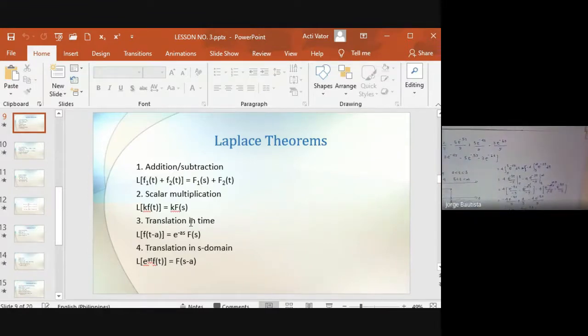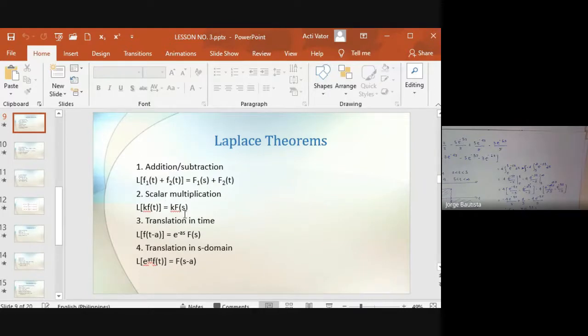Okay, so number 1, we have addition and subtraction. If you have so many terms of a function that is written in the time domain, ang gagawin mo, isa-isahin mo yung pagkuha ng Laplace. So kung dalawa yung time domain na yan, kunin mo muna yung Laplace ng una, then Laplace ng pangalawa.